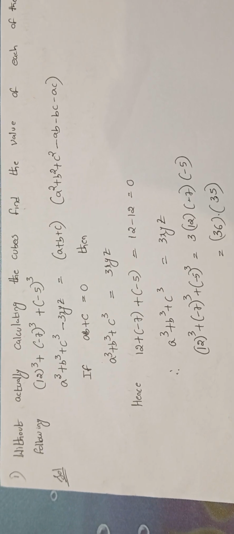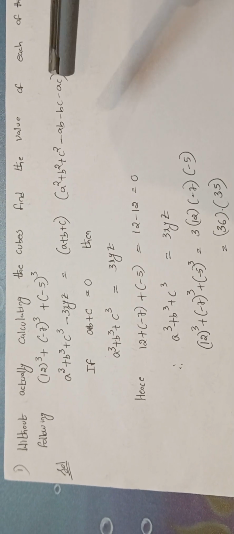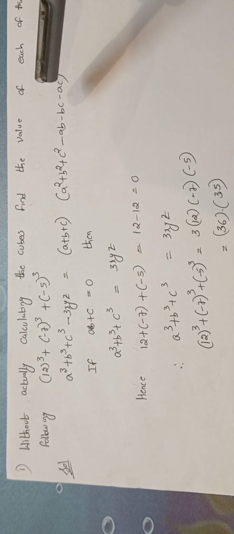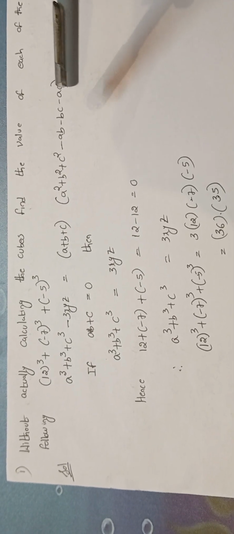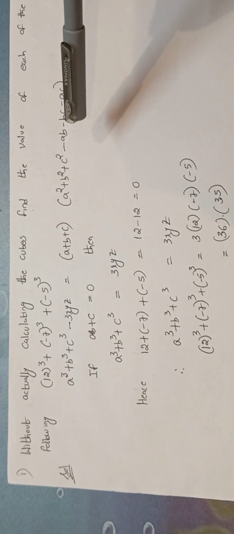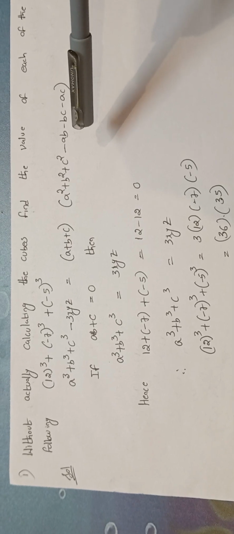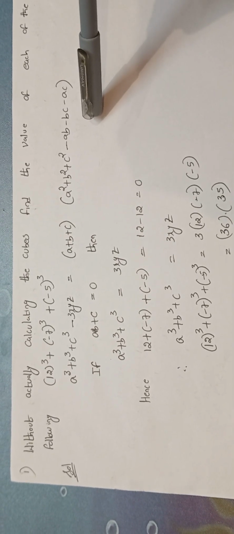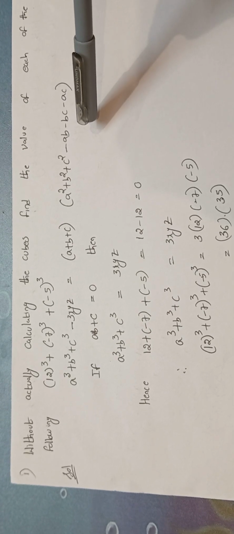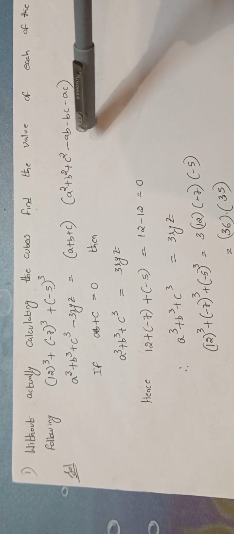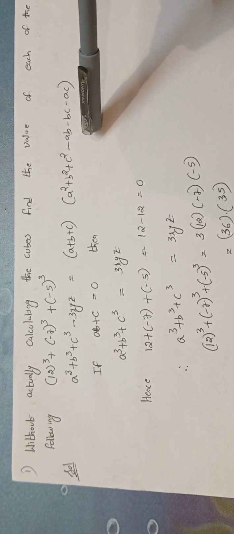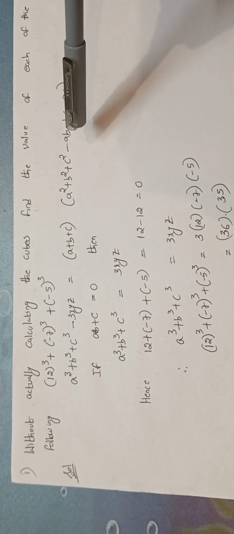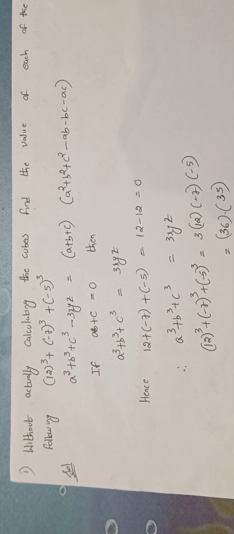Now coming to the next problem. Without actually calculating the cubes, find the value of 12 cube plus minus 7 whole cube plus minus 5 whole cube. For this, the formula is a cube plus b cube plus c cube minus 3abc is equal to a plus b plus c multiplied with a square plus b square plus c square minus ab minus bc minus ac.